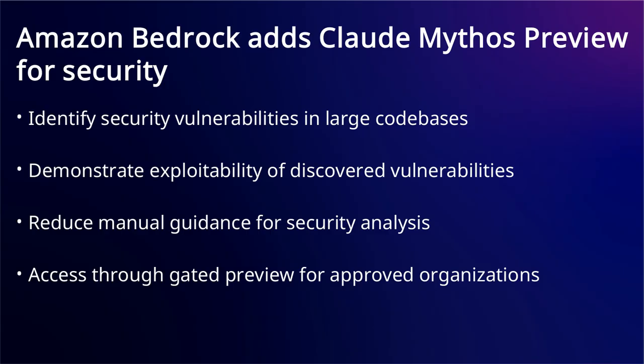You can access the model through gated preview in U.S. East, North Virginia, if your organization is on the initial allow list, ensuring internet-critical companies and open-source maintainers can strengthen their code bases before broader availability.